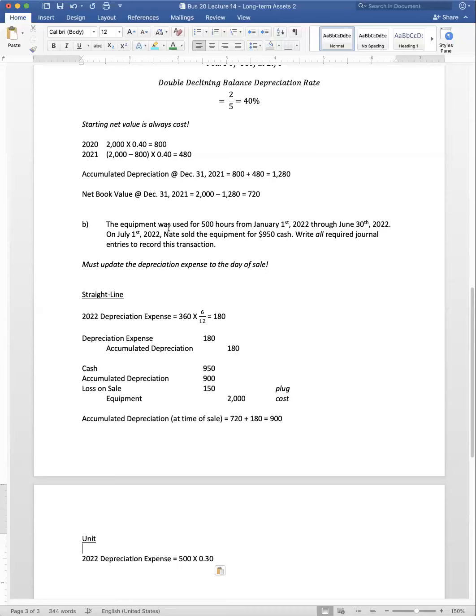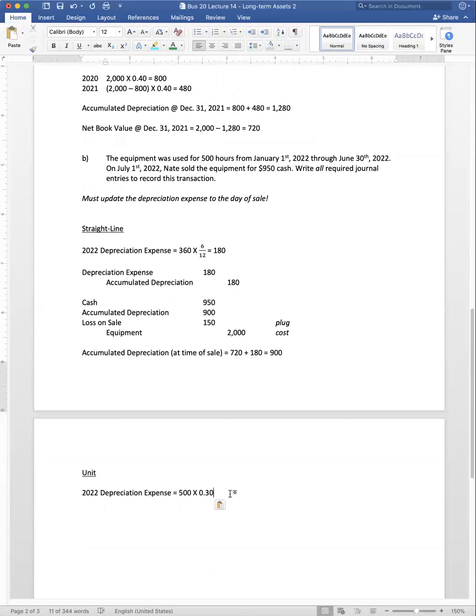No, it doesn't. If we look at the question, the equipment was used for 500 hours from January 1st through June 30th. So the 500 hours is already representing only the 6 months that were used, right? There's no year here. It's only the 6 months we actually used it. That's one advantage of units. Since we're tracking the actual usage, it's already automatically adjusted for the fact that it wasn't an entire year.